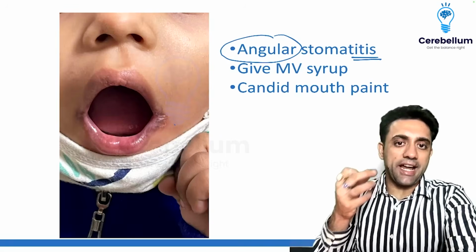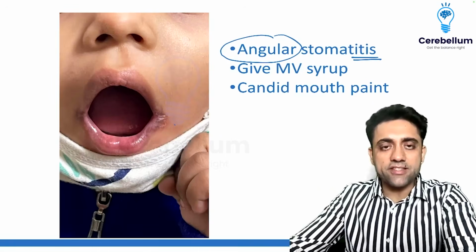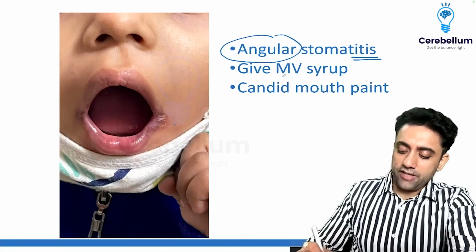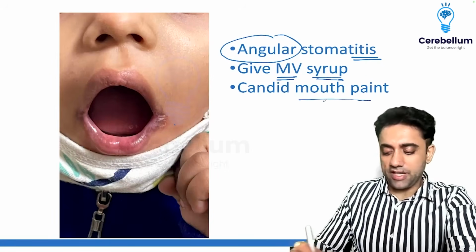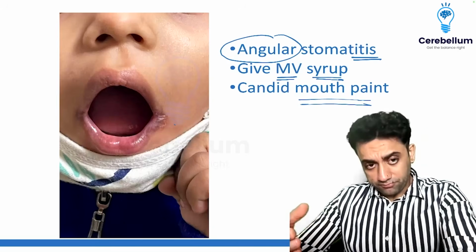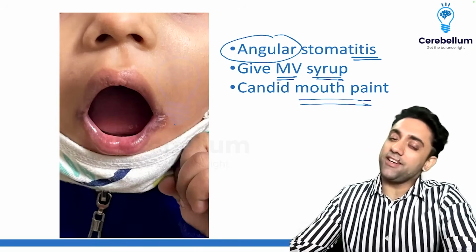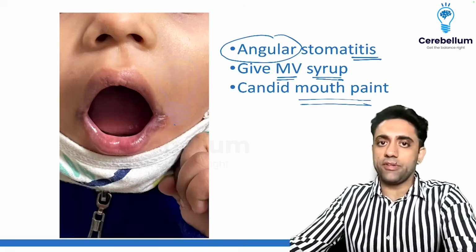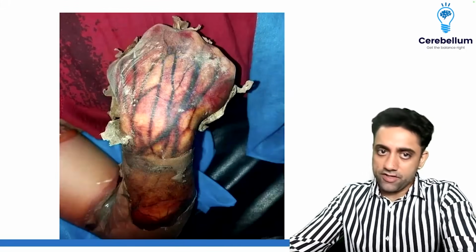So angular stomatitis. Basically, in iron deficiency anemias and in multivitamin deficiencies, you have this problem. So either you can give a multivitamin syrup, or you can give an antifungal mouth paint for local application also. This is a broad finding seen in many anemias. Angular stomatitis, cheilitis, all these are common in nutritional anemias or iron deficiency anemia.